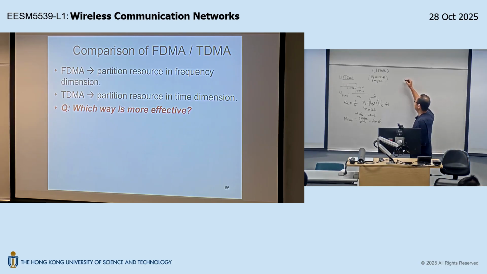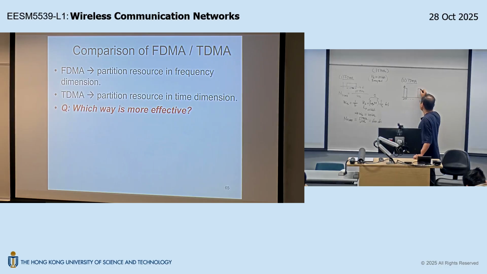Now, this is not the only way to partition the resource, right? The second way to partition the resource is using TDMA. Now, using TDMA, what do we mean? Using TDMA, that means we are partitioning the resource on the time axis. So in this case, let's consider a reference user who is assigned time slot 1, okay? So if we look at the transmission bit rate of the reference user, this is the first time slot. Let's say the time slot duration is tau.